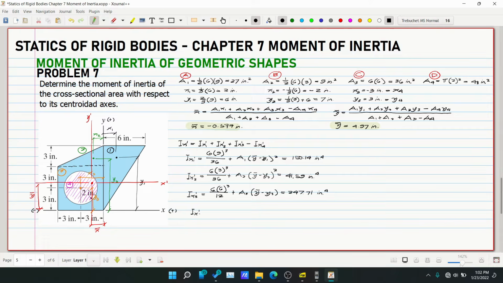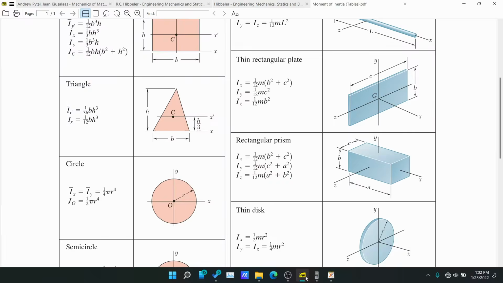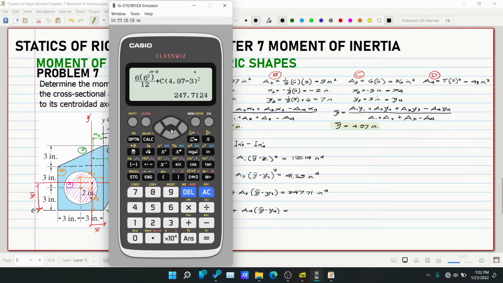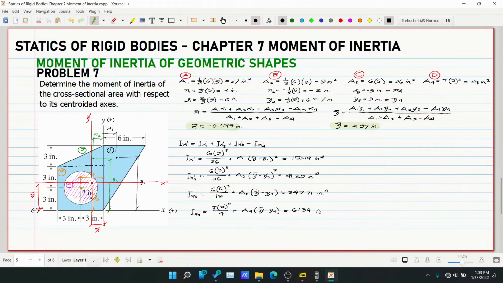And last, ang ating Ix prime 4 is, circle to, no? So, based sa ating table, that is pi r to the fourth over 4. So, pi r, ang r natin is 2. Okay? So, raised to 4 over 4 plus area 4 multiplied by y bar minus y4. Then, plus alpha d. Okay, ito hindi nyo siya ima-minus. Ang ima-minus natin is yung buong Ix prime 4, hindi yung area. Okay? So, anong gagawin? 4.97 minus 3. Okay? So, 61.34 inch to the 4th.